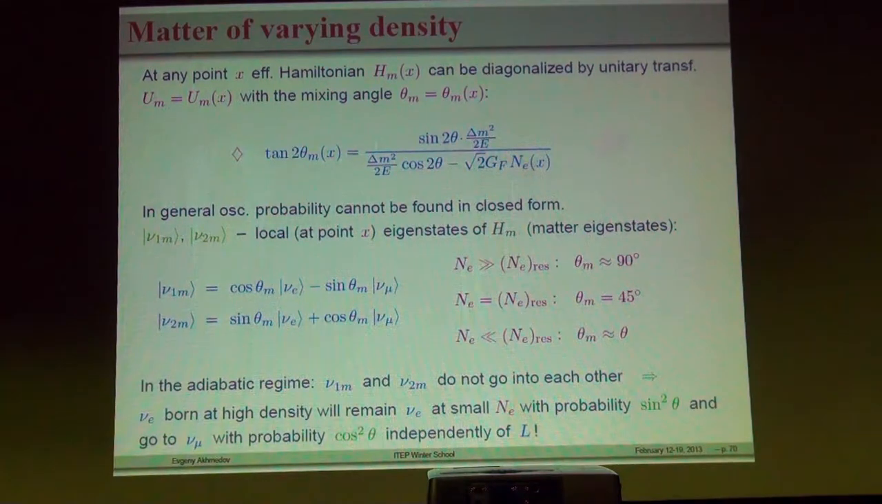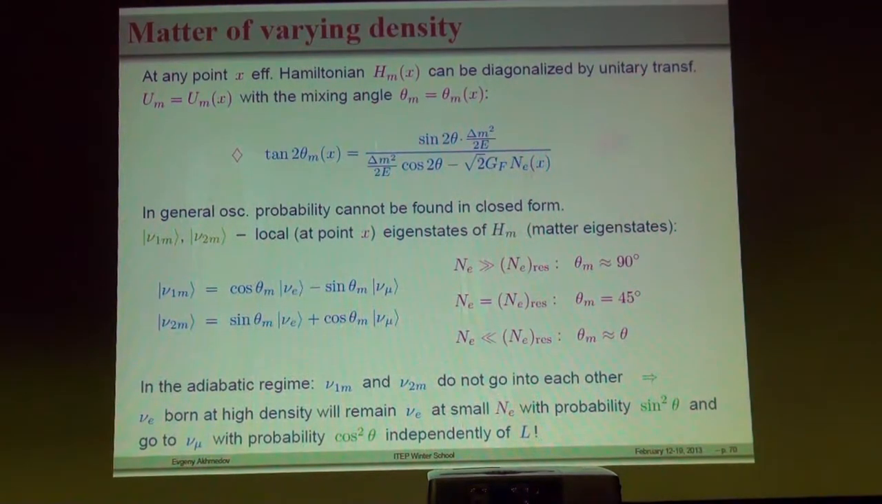Now, consider the situation inside the sun. An electron neutrino is produced in the center of the sun at very high density, and this means that the mixing angle is nearly 90 degrees. We can express the matter eigenstates, the states which diagonalize the instantaneous Hamiltonian. Instantaneous means at this given particular point. And this is important because the density is not constant anymore. It changes with distance, and therefore at every point the mixing angle is different now, okay? As you see from this form.